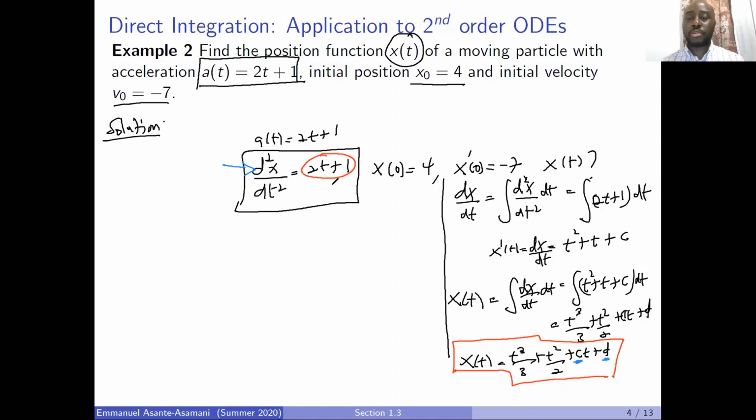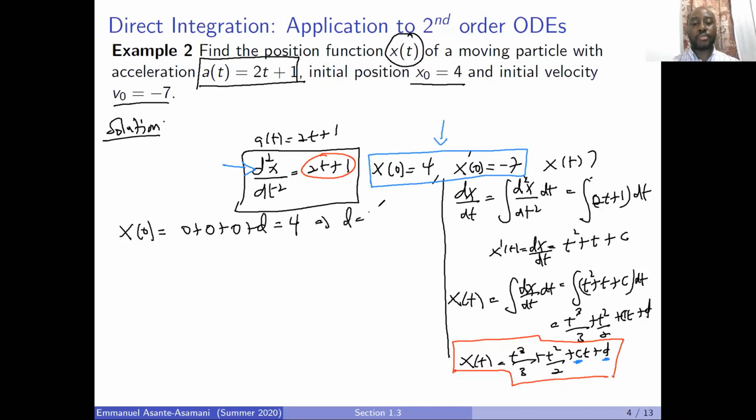Okay, so this is the reason why we have 2 initial conditions here, because we have 2 unknown constants that we have to find. Okay, so we're going to apply these conditions in succession, and then find a particular solution for this initial value problem here. So first, I'm going to apply the fact that x when time is 0 is 4. So this gives me 0 plus 0 plus 0 plus d. This is supposed to be 4. So that implies that my d is 4.